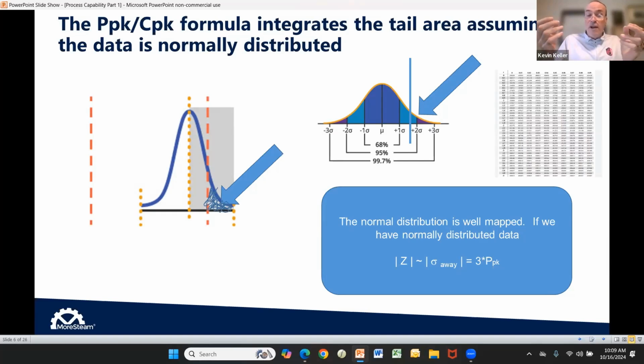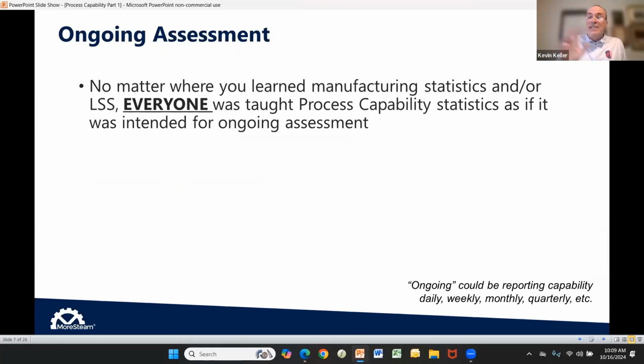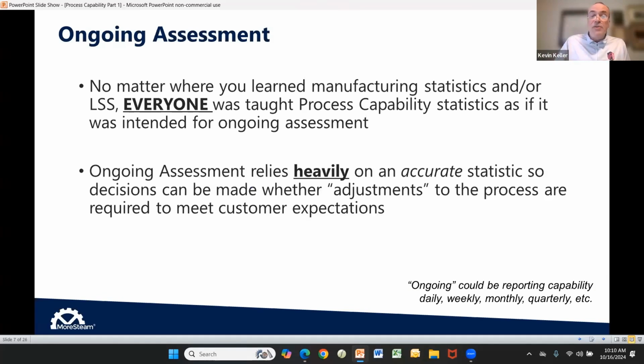So if we know how many standard deviations away we are, then we can figure out what our PPK value is. So that's why normality matters if we want to use this formula. So when we're doing ongoing assessment, I'm going to inspect whether it's weekly, monthly, quarterly, whatever that time frame is. This is what everyone was taught on process capability. And because we were taught that, it relies heavily on getting an accurate statistic.